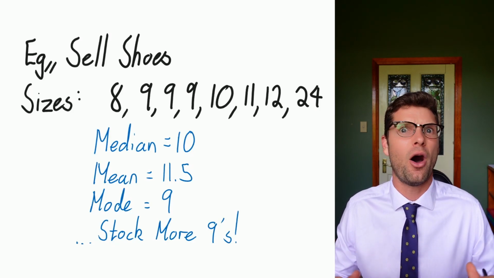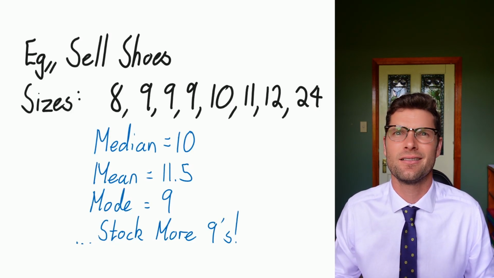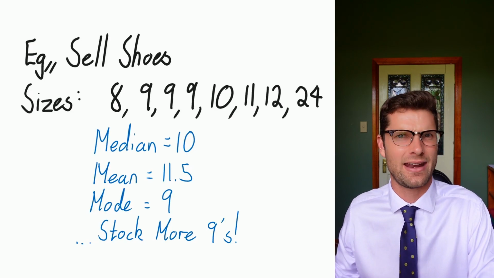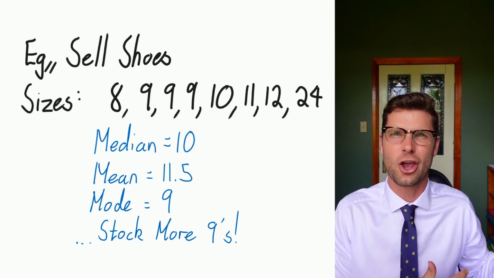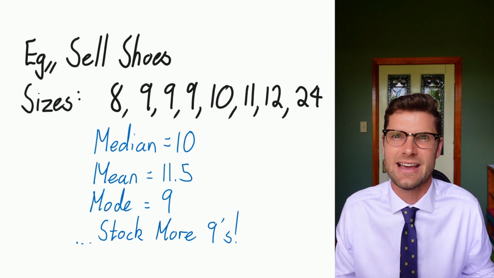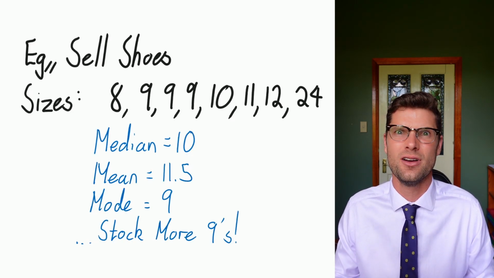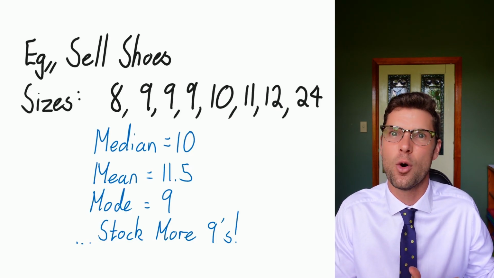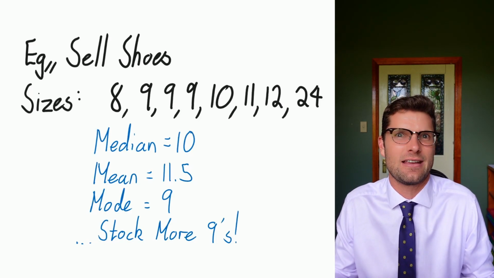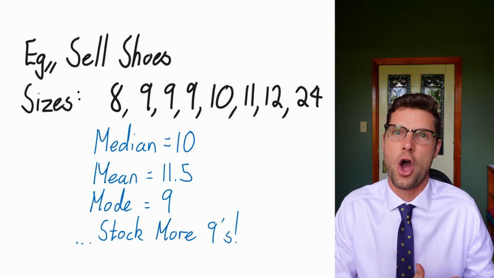Let's make sure that we buy heaps of 11.5s. That doesn't make any sense at all. You haven't sold any 11.5s. And now you're going to go buy more? That's really dumb. Same thing with the median. You've only sold one size 10 shoe. You're not going to go out and buy hundreds more because you haven't sold any. They're not selling as well as the 9s.